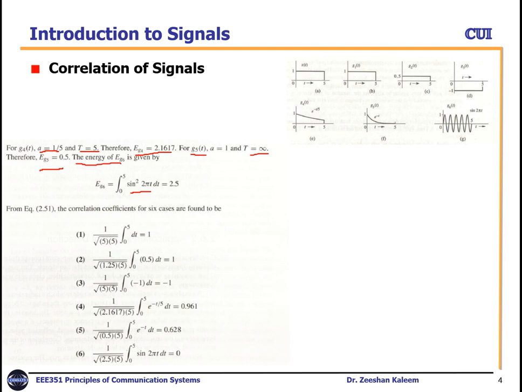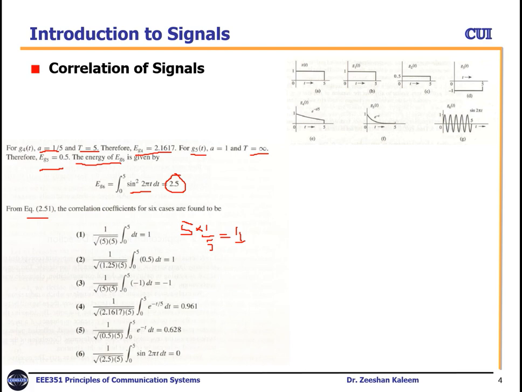We need to integrate this. You have to check the integration of sine squared 2 pi, then open it and put in the values, and you will get 2.5. So first of all, we calculated the energy of each signal. Now from equation 2.5, which I presented in the last slide, rho equals 1 over the square root of E1 E2, with the integral from 0 to 5 because the period is 0 to 5 instead of infinity, and the amplitude is 1. So 1 over the square root of 25, which is 5, times 5, gives 1. So this is the correlation coefficient of x(t) with g1(t).